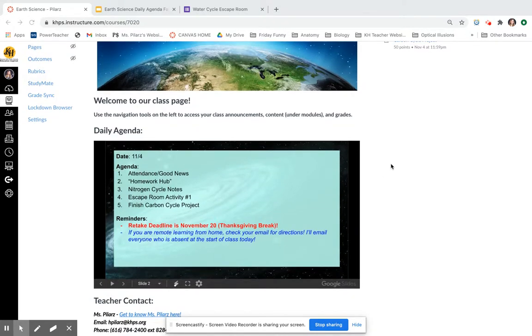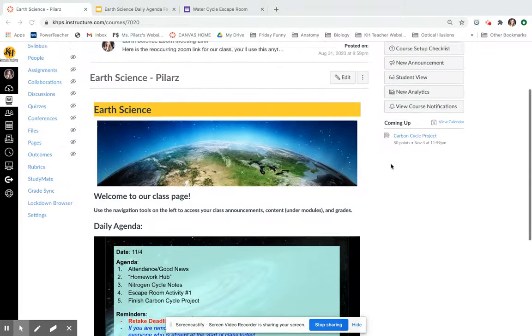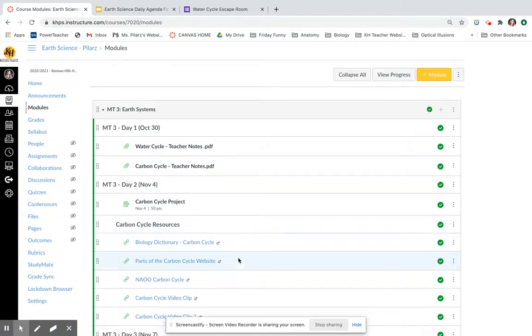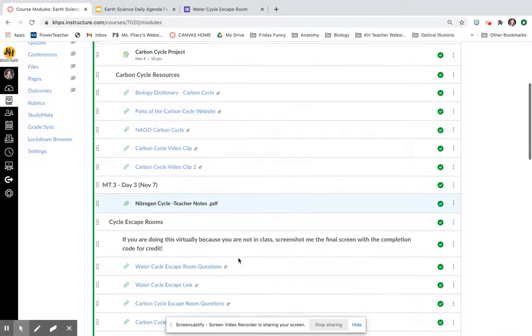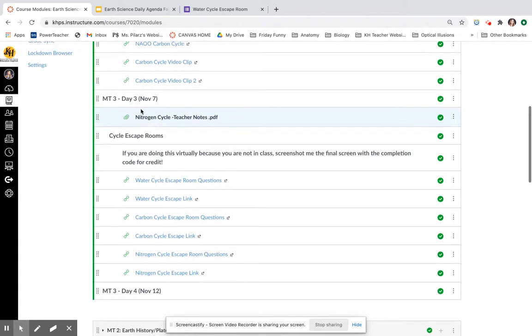So for the escape room, there's 3 of them, and I'm going to have you do the water cycle one while you're at home today. So if you go to modules, and we are under MT3 day 3. And on here, here's the teacher notes for the nitrogen cycle if you need them still. You're going to want to open up the first 2 water cycle links.